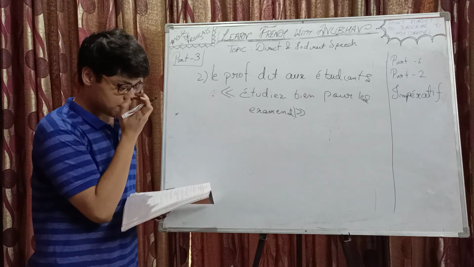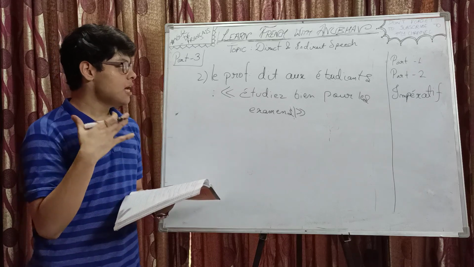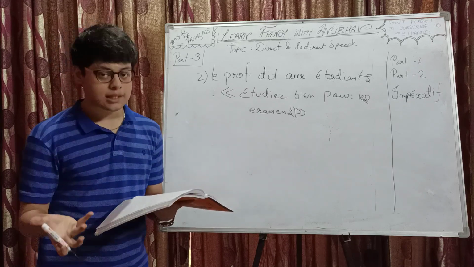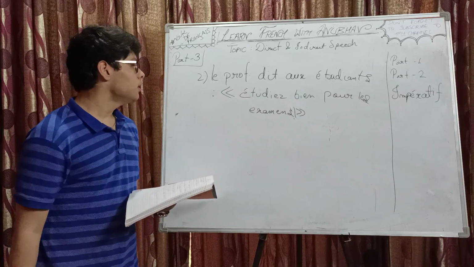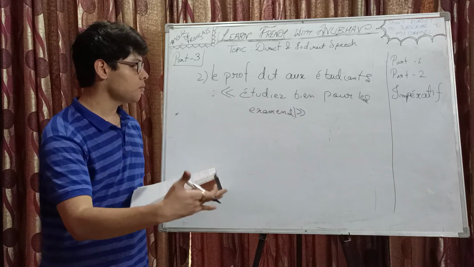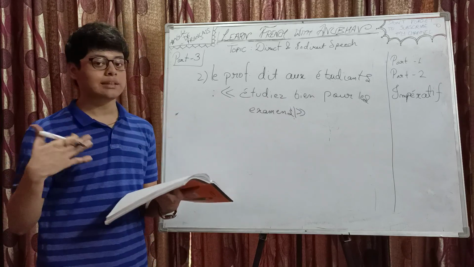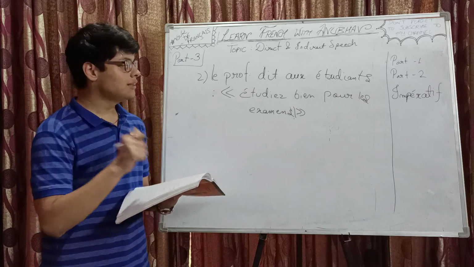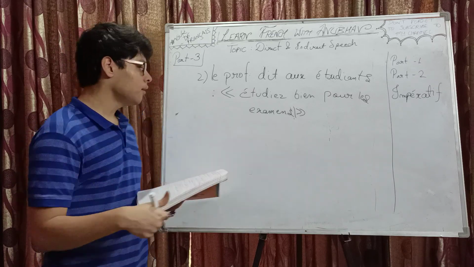So here we are conjugating imperative with the form vous, since the professor is saying to the students, like plural object, right? Students. So, le professeur dit aux étudiants. The professor said to the students, étudier. Étudier is the verb which means to study. Study well for the exams. Right.